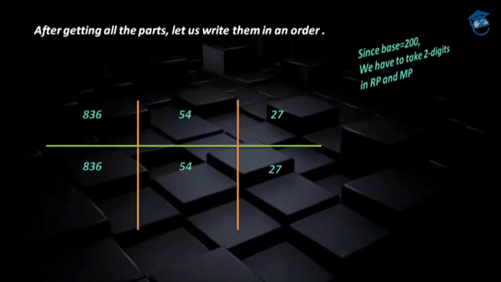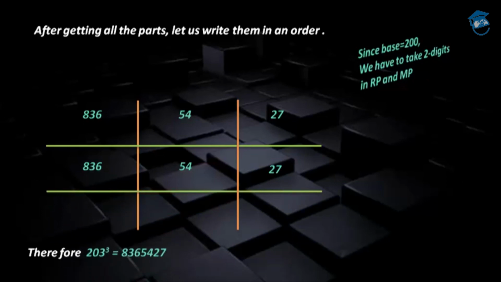By combining all the parts of the answer, we get the final result, and therefore we can say that 203 cube is equal to 8,365,427. So friends, this is how we can use Yavadunam Sutra in finding the cube of a given 3-digit number which is very near to the base 200.